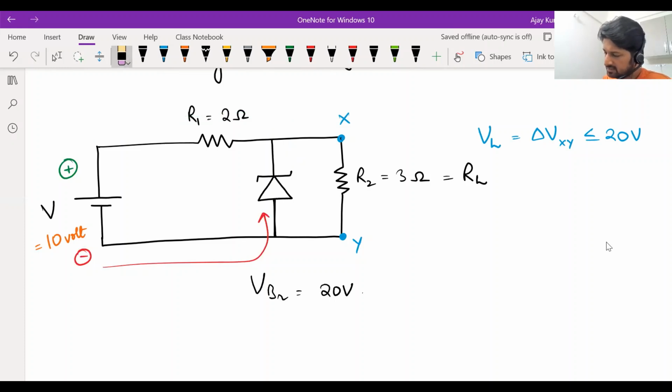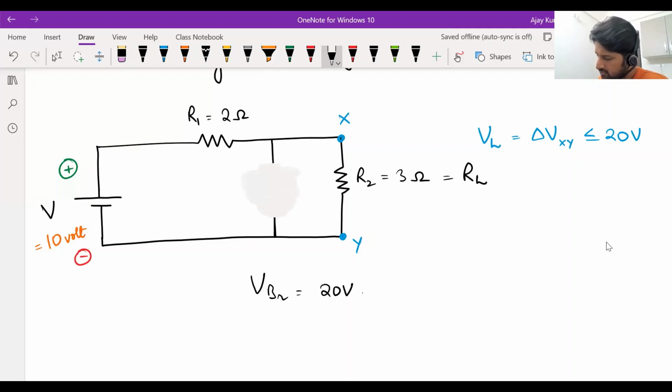Now in reverse bias, if the voltage is less than the breakdown voltage, the Zener diode won't allow any current at all. Okay, it behaves like an open switch. If the voltage tends to become more than the breakdown voltage, then only it will allow current to pass in the reverse bias condition. So when dealing with problems in which Zener diodes are involved, you should first assume there is no diode at all, and check how much voltage tends to appear.